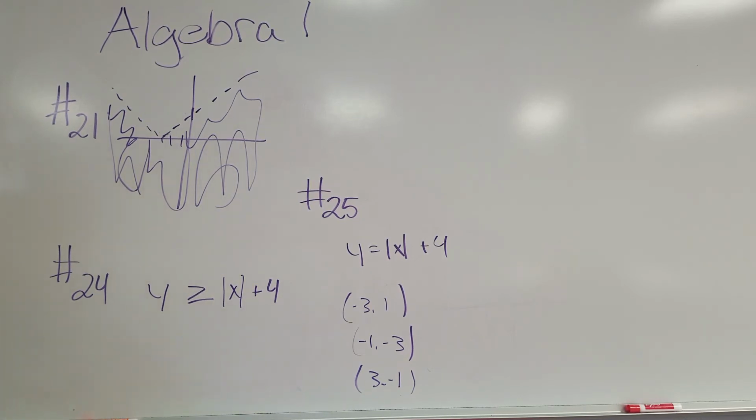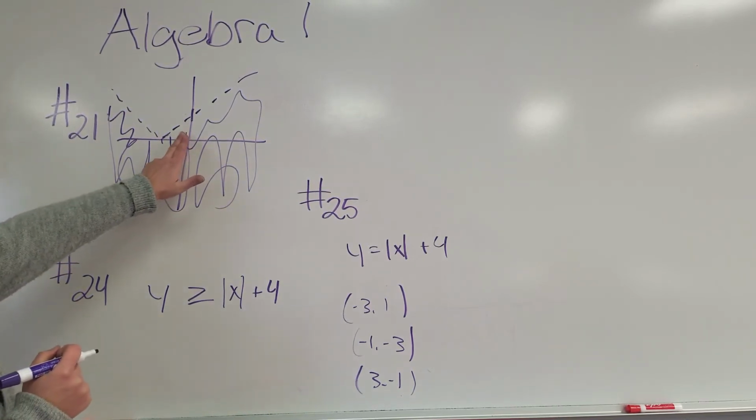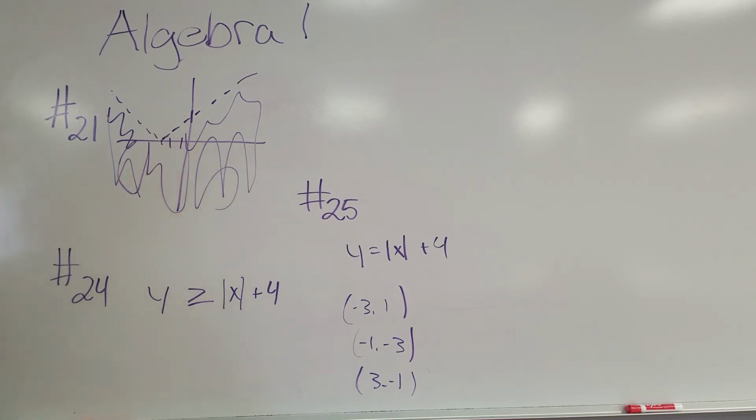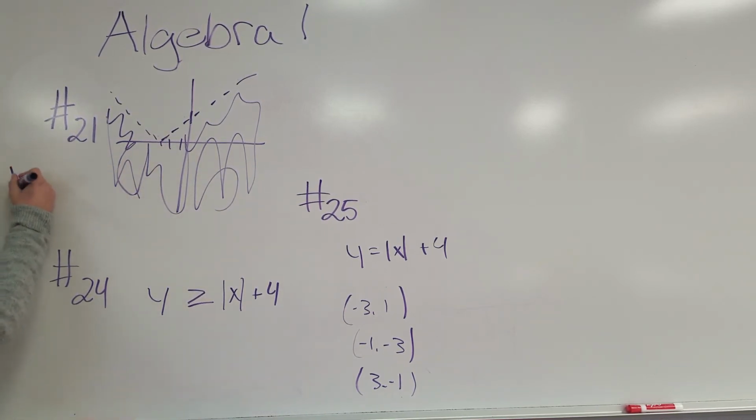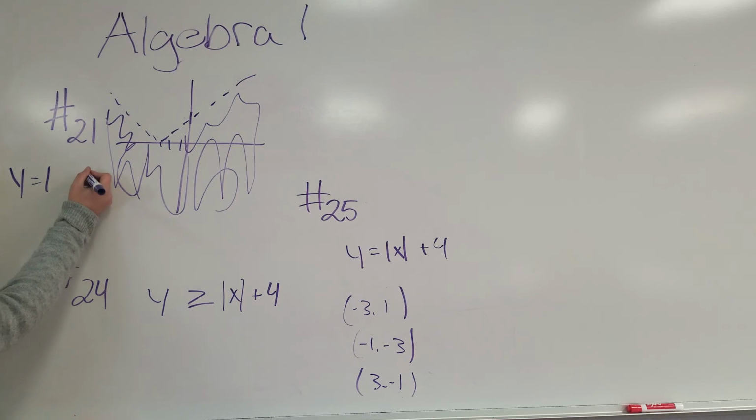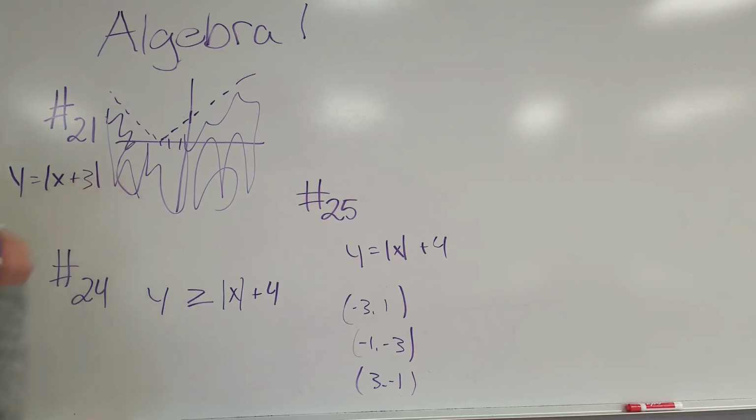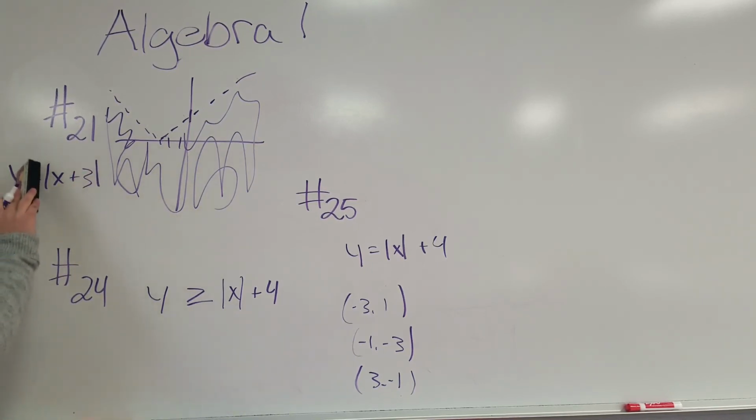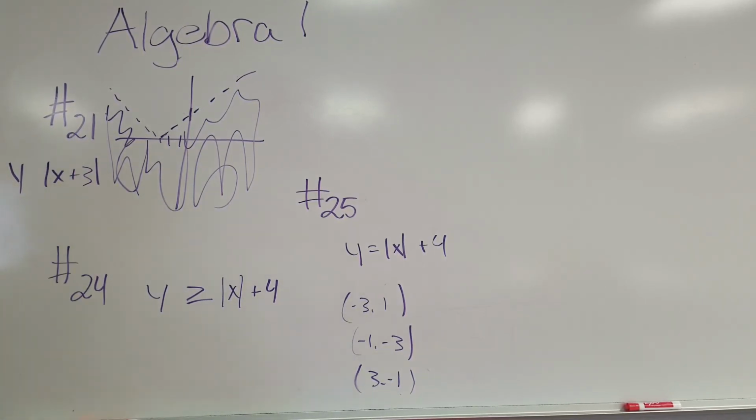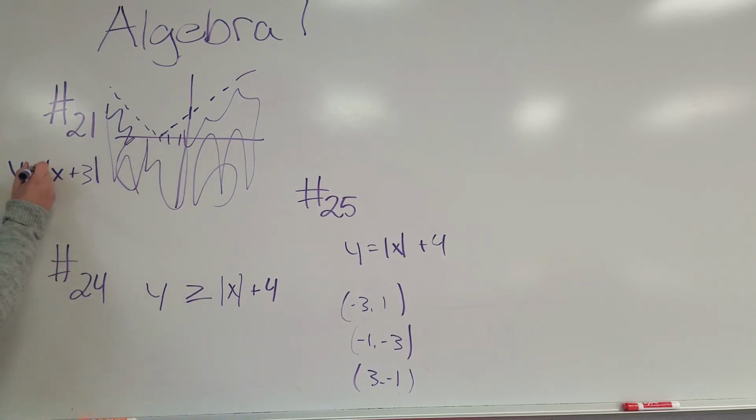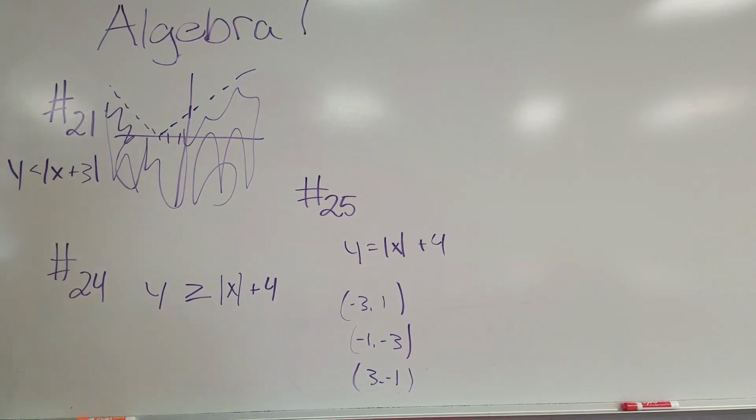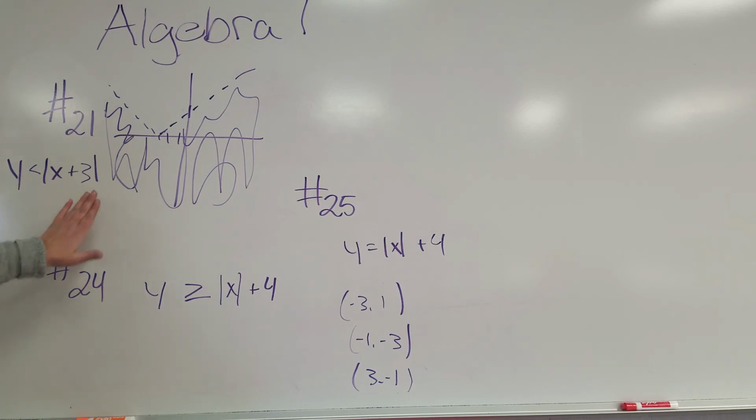All right? And then the vertex has moved 1, 2, 3 to the left. So in a translation of this graph, left and right is inside the absolute value, and they're backwards. So if it moved to the left, you're actually going to add 3. All right? And then the outside of it is shaded, not what's inside. So that means it is less than. Y is less than the absolute value of x plus 3.